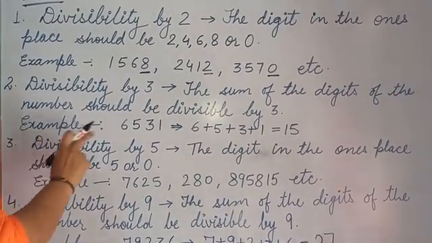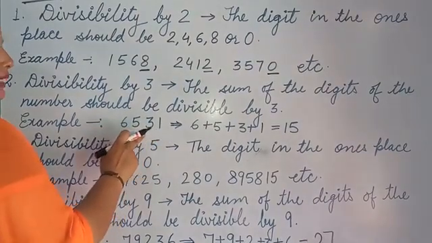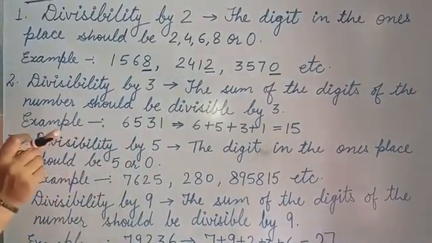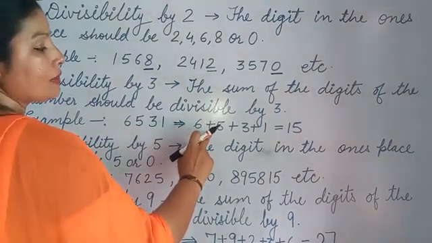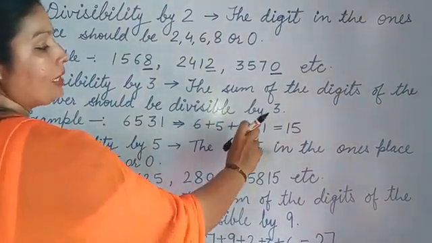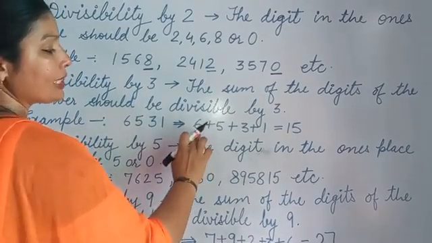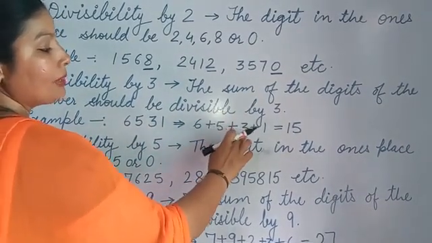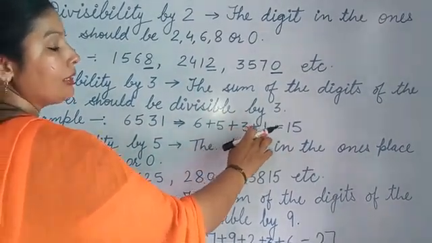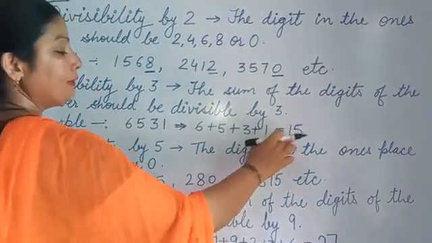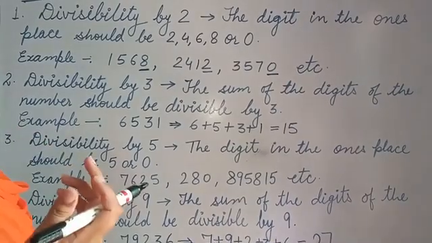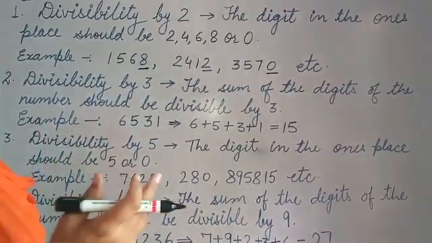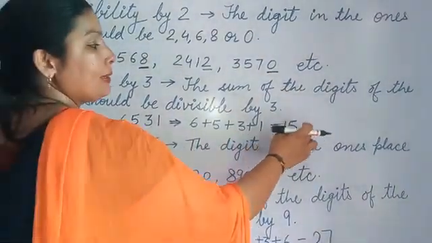For example, 6531. We add all the digits: 6 plus 5 plus 3 plus 1. 6 plus 5 is 11, 11 plus 3 is 14, plus 1 is 15. Now we can see that 15 is divisible by 3. Divisible by 3 means it comes in the 3 table. 3 fives are 15. That means 15 is divisible by 3.